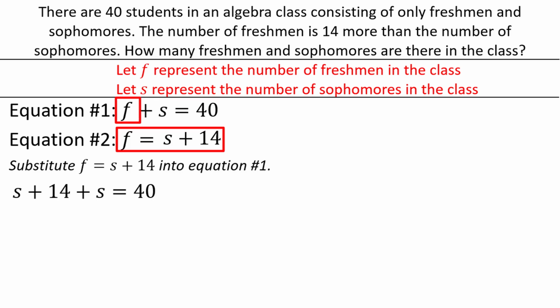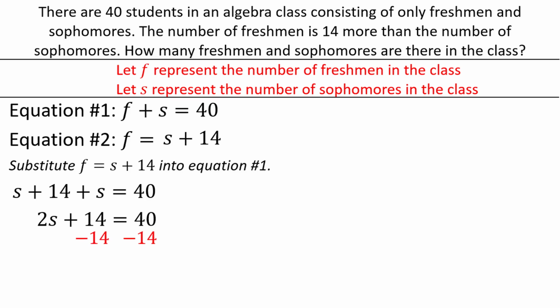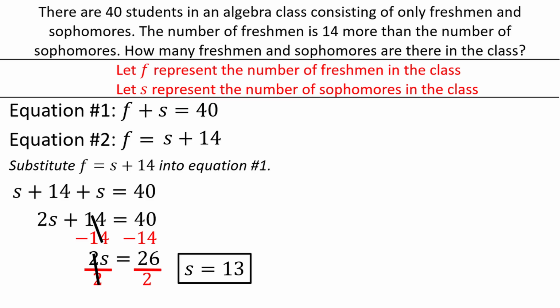That leaves us with S plus 14 plus S is equal to 40. Adding the two S's together, we have 2S plus 14 is equal to 40. Subtracting 14 from each side, we have 2S is equal to 26. Dividing each side by 2, we have S is equal to 13.